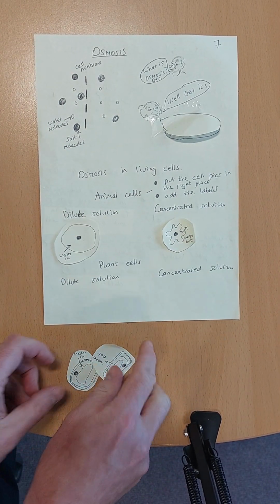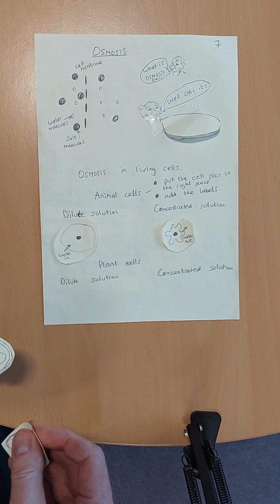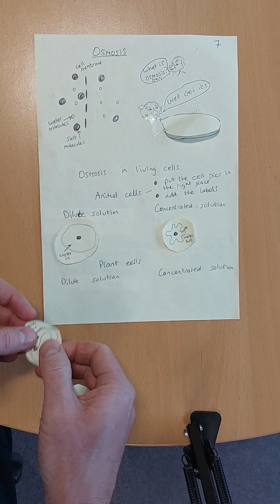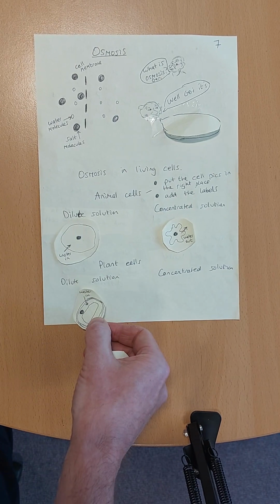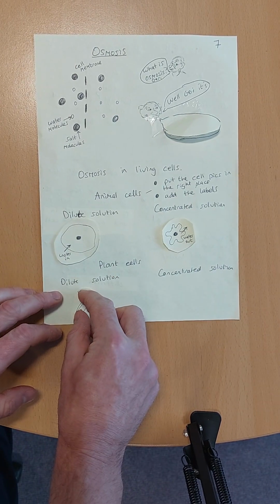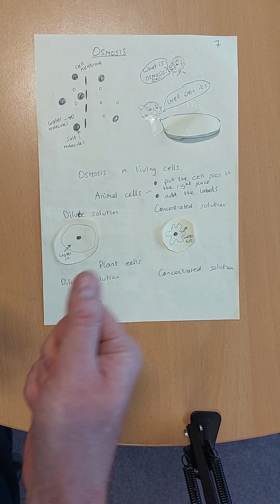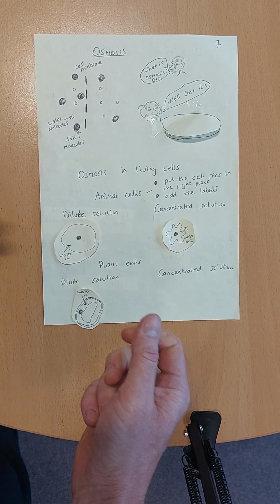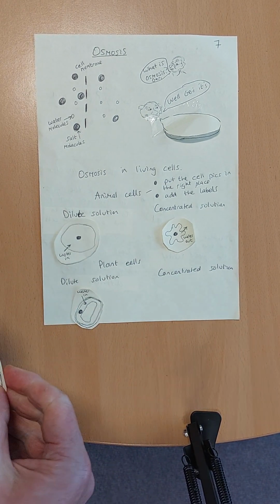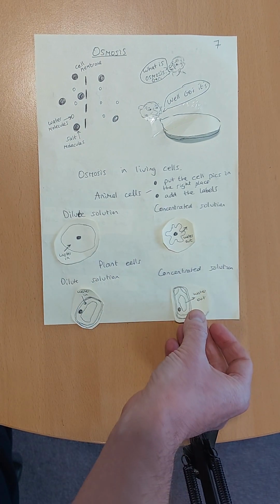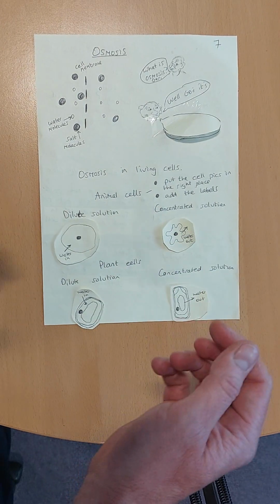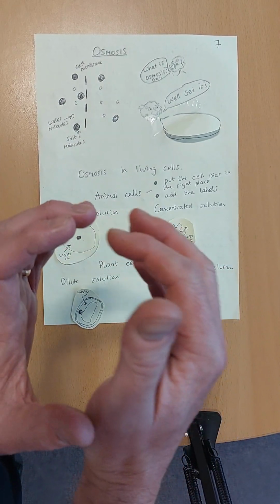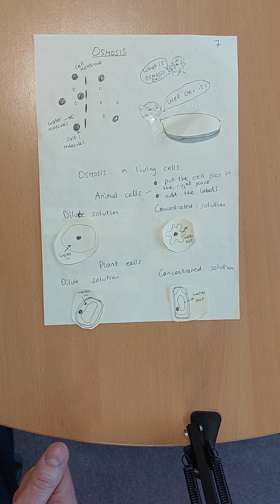Right, let's have a quick look at what happens with the plant cells. So similar, if we're in a dilute solution, meaning that we have not much salt, because we've got lots of water, more water than salt, the cell is going to keep swelling up. And similarly, if we've got a concentrated solution, so the cell is floating around in water where there's lots of salt, the salt is going to draw the water out from the cell.